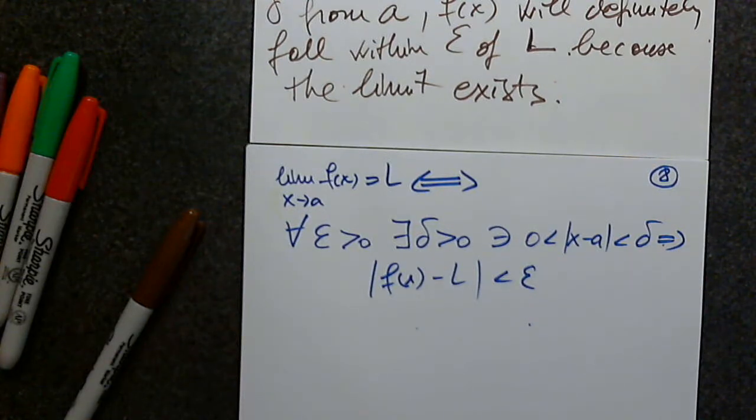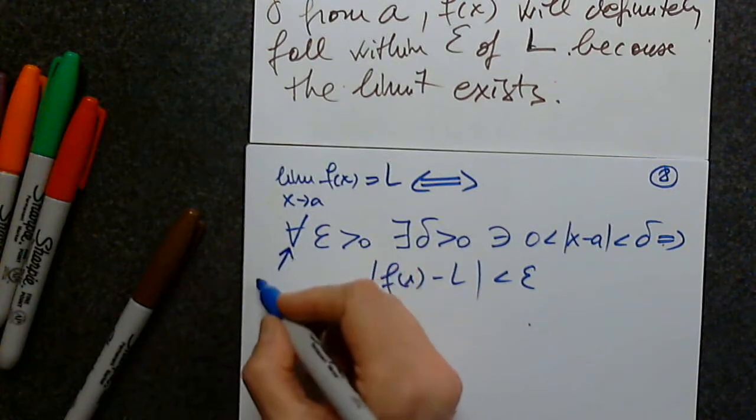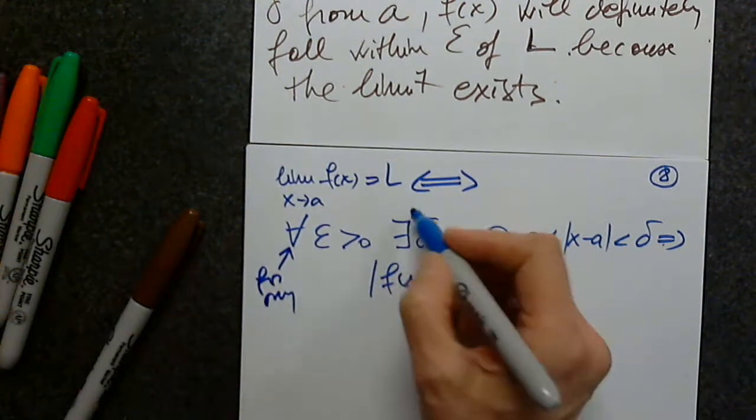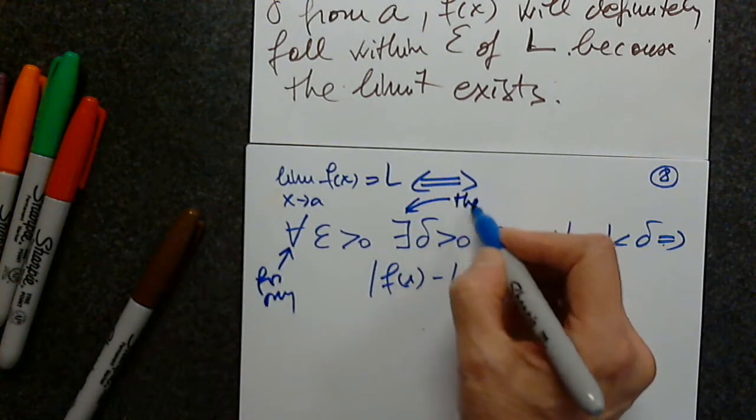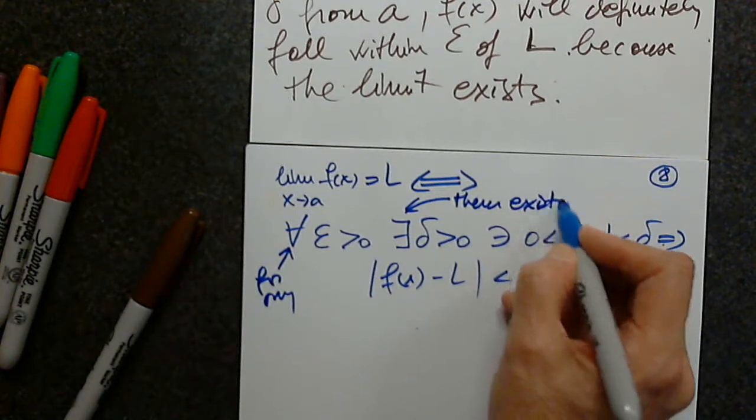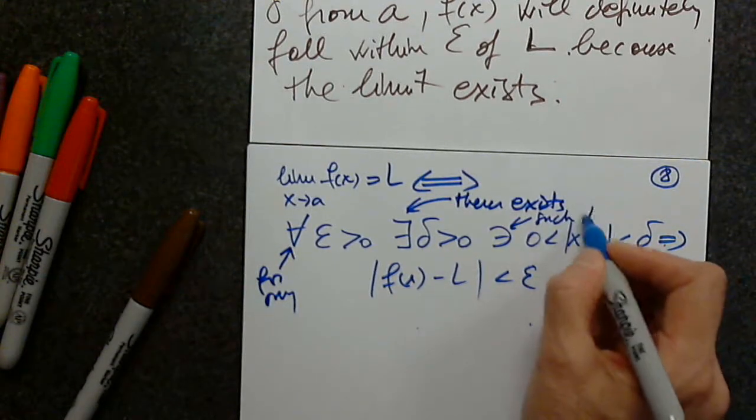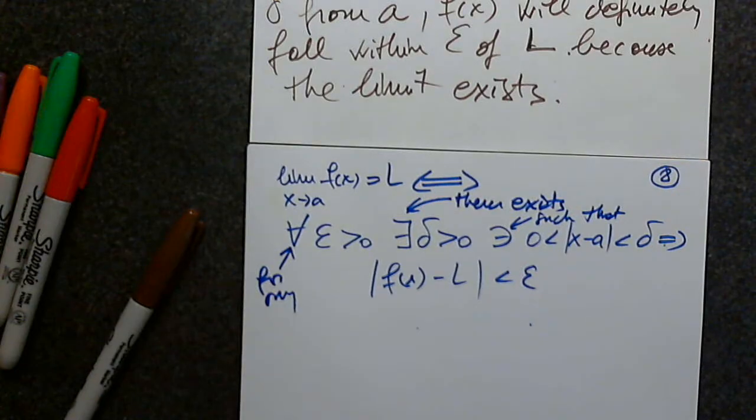So you only have 3 symbols to remember. There is nothing else. This one means for any. This one means there exists. And this, such that. What happened with it? It's like equal, is that equal? Oh, it's an arrow. It means that the distance between the f of x that I pick and the limit is less than epsilon. So there are 3 symbols.